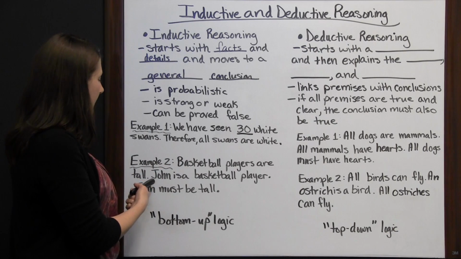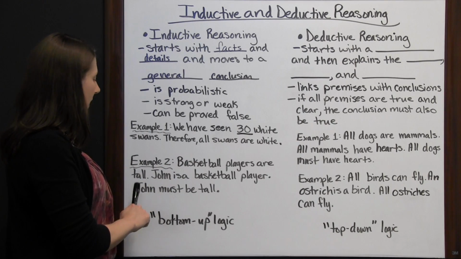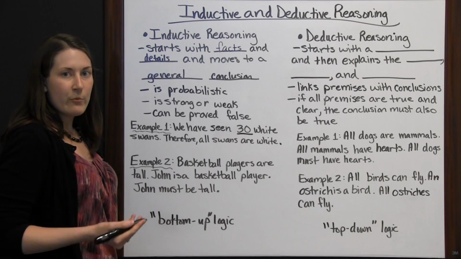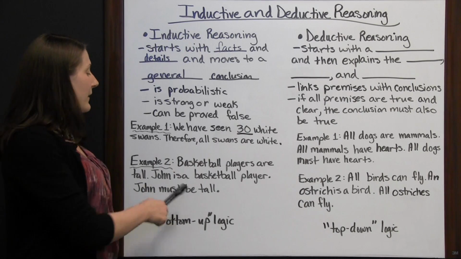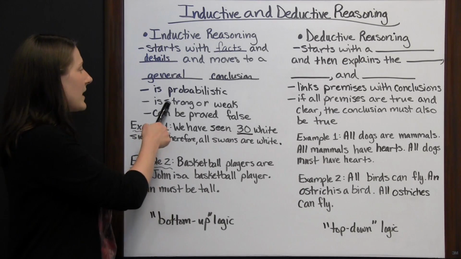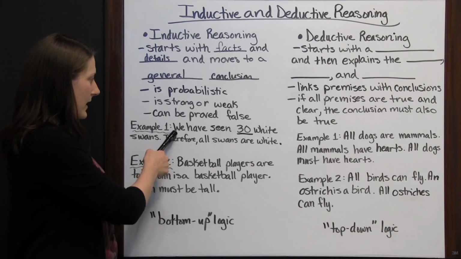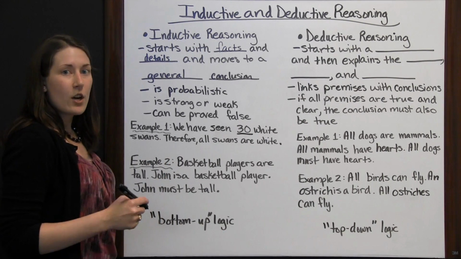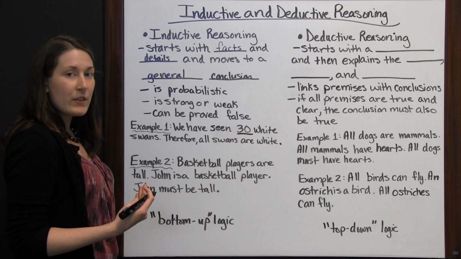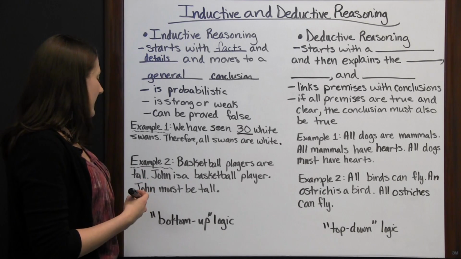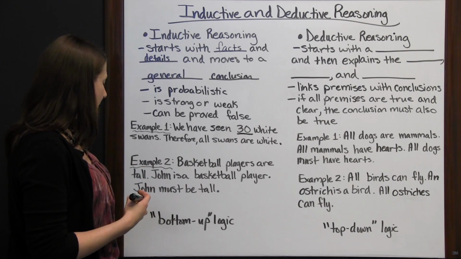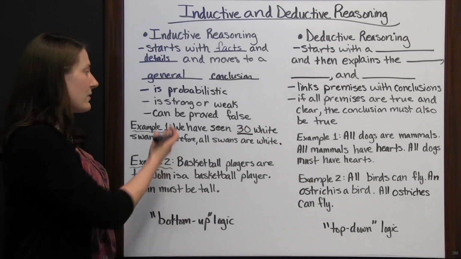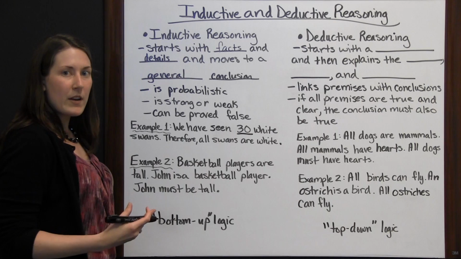Basketball players are tall. John is a basketball player. John must be tall. Well, we don't actually know John, so we're not sure about this one. It's very probable, so this one would be a stronger conclusion than our one about the white swans, but we don't know John. John could be short. John could just be really good at making goals. That doesn't mean that he is going to be a tall person. So it's probable, it's a stronger conclusion, but we don't know for sure.